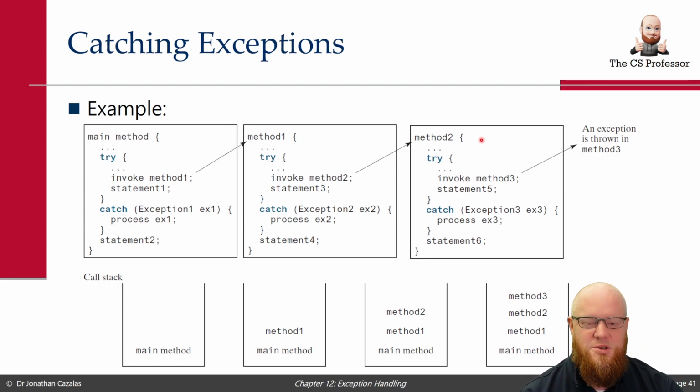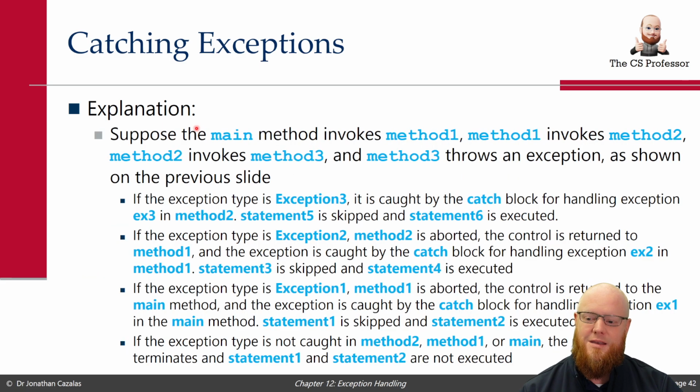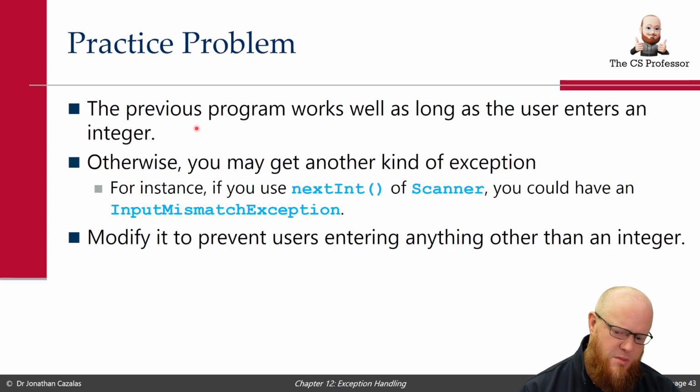Here we throw the exception to method 2. Method 2 throws it to method 1. Method 1 throws it back to method main. Main says, well, I don't have a catch, and it throws it at you and says, well, you've got to deal with this now. That's the idea of how this works.